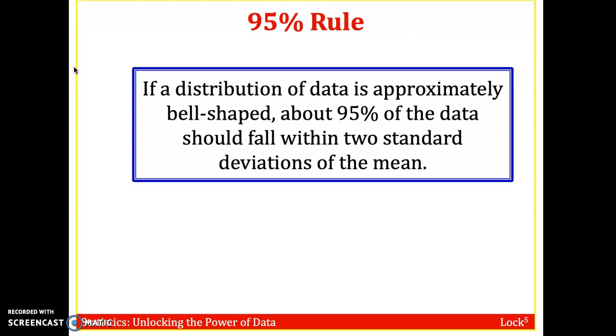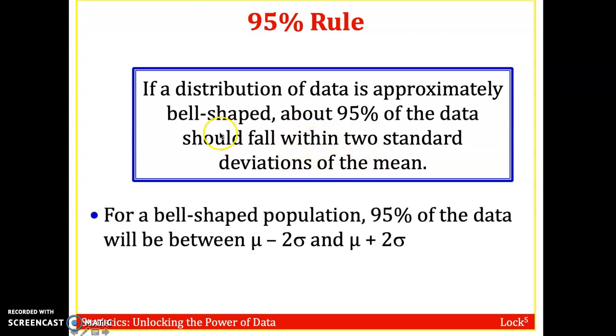This rule says that if a distribution of data is approximately bell-shaped, so that means symmetric and unimodal, one hump, about 95% of the data will fall within two standard deviations of the mean. So this is within two standard deviations, that is above and below. If we have a bell-shaped population, 95% of the data will be between the mean minus 2 times the standard deviation and the mean plus 2 times the standard deviation. So this is really a spread of 4 standard deviations in the middle that will give you 95%.